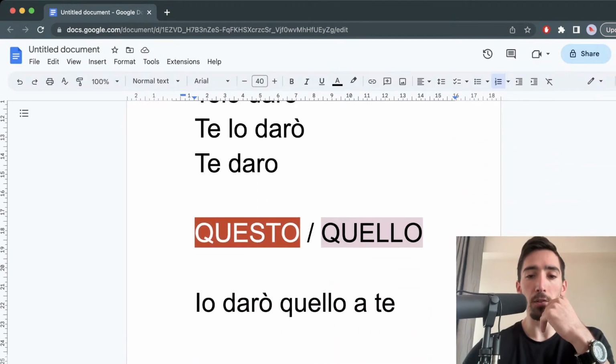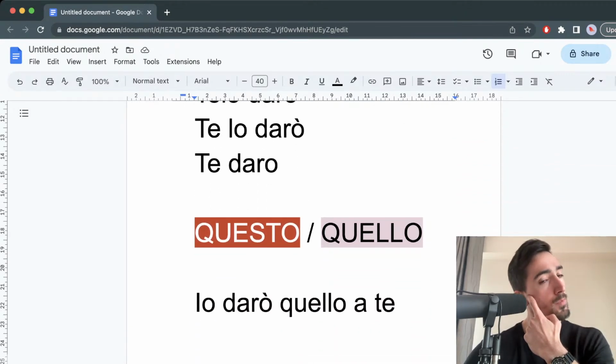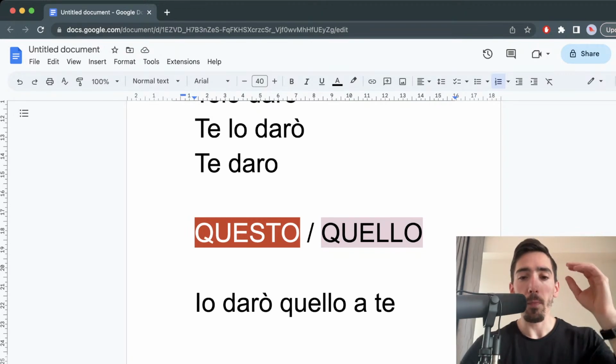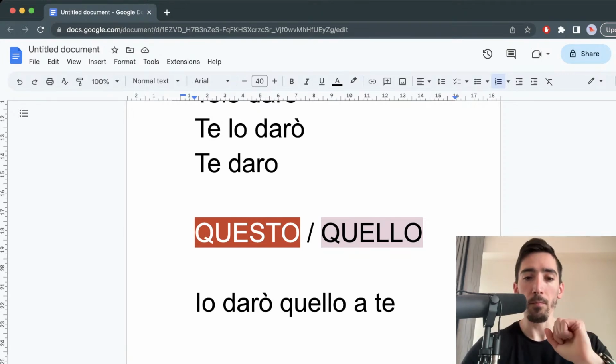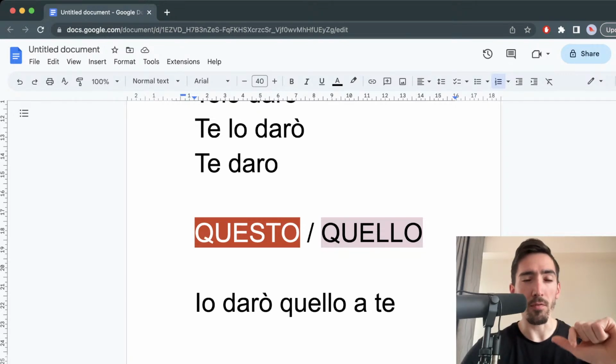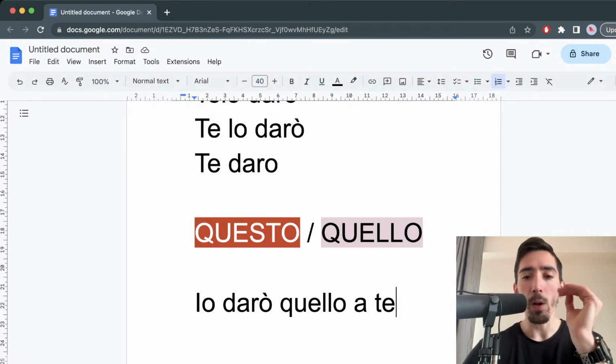Right, so going back to our sentence. We need the object pronoun. So me, te, lui, lei, etc. There's actually more difference between the subject and object pronouns in English than there is between the subject and object pronouns in Italian. So it should be easy to learn them. Io darò quello a te.